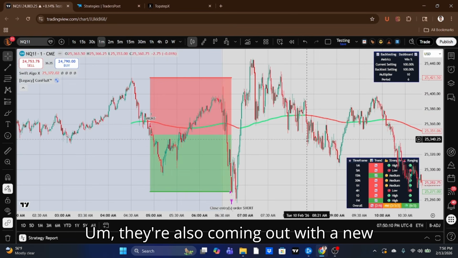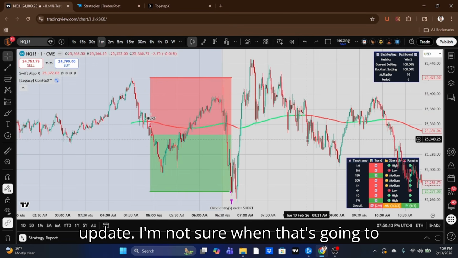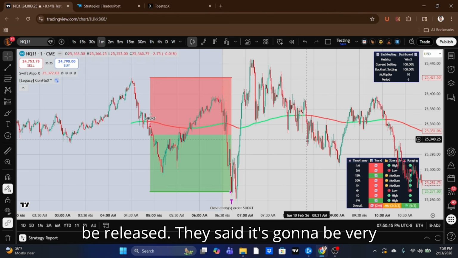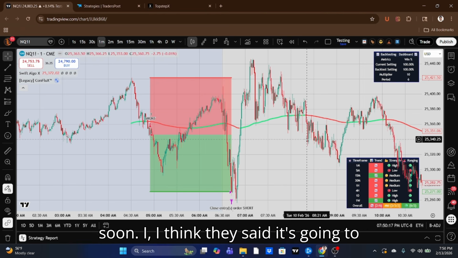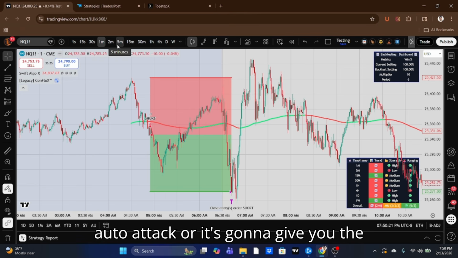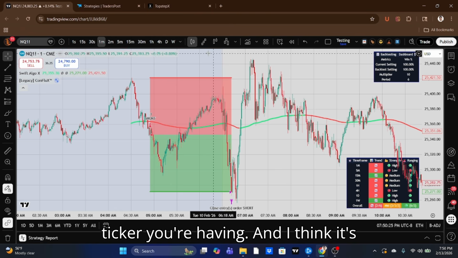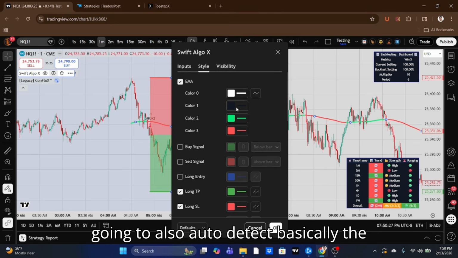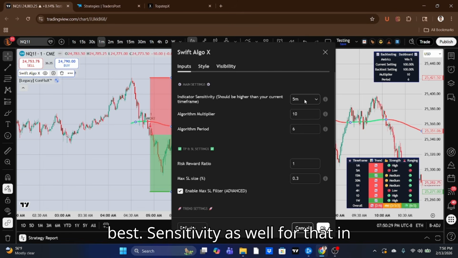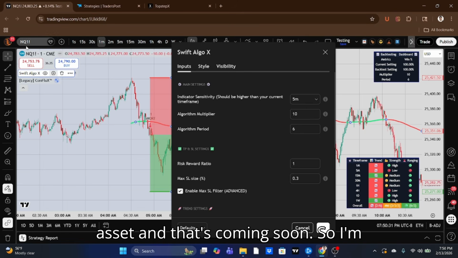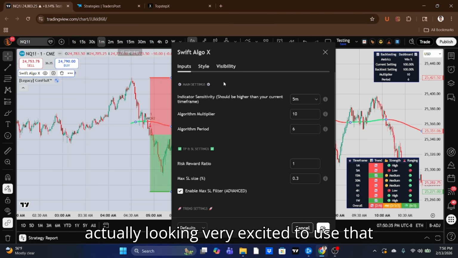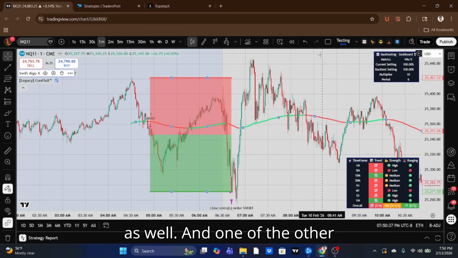They're also coming out with a new update. I'm not sure when that's going to be released. They said it's going to be very soon. I think they said it's going to auto detect, or it's going to give you the best time frame to trade on whatever ticker you're having. And I think it's also going to auto detect the best sensitivity for that asset. That's coming soon, so I'm very excited to use that as well.